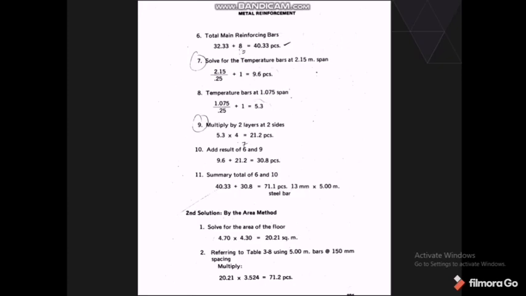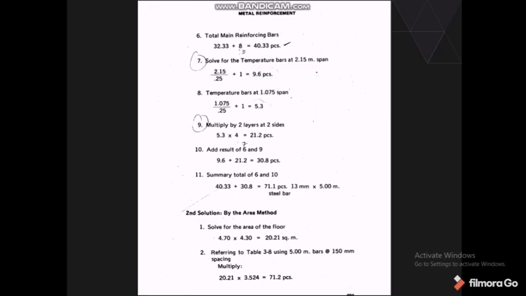And the result of 6 and 9, that is 9.6 plus 21.2, that is 30.8 pieces. And the total summary of 6 and 10 is 40.33 plus 30.8, that is 71.1 pieces, 13 millimeter by 5 meters steel bar.